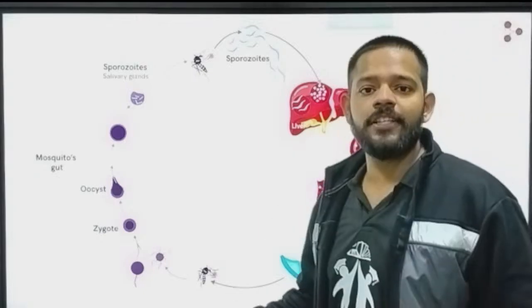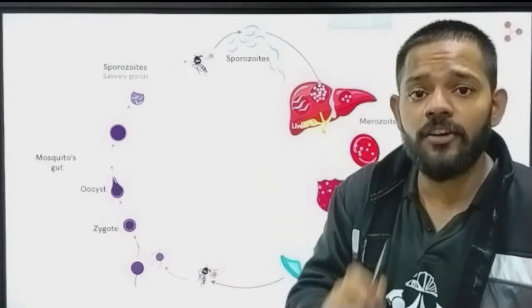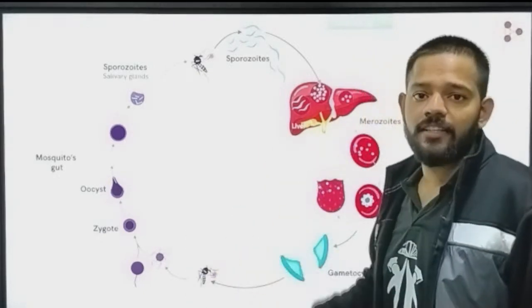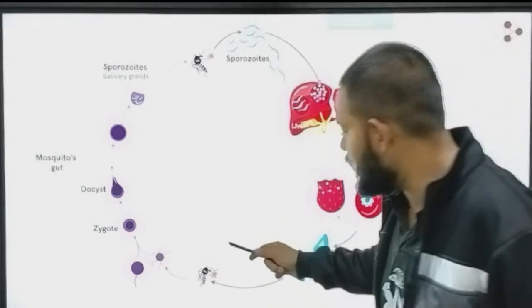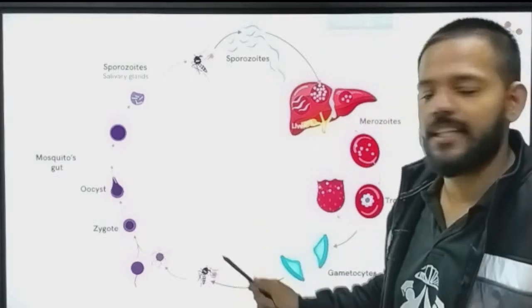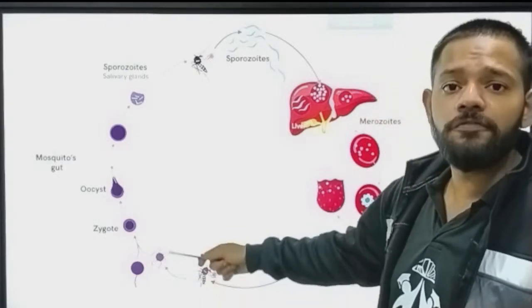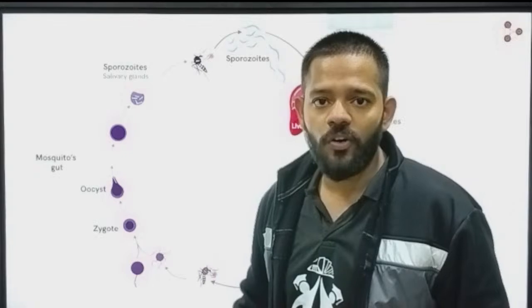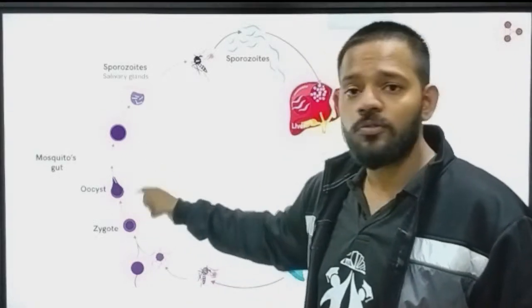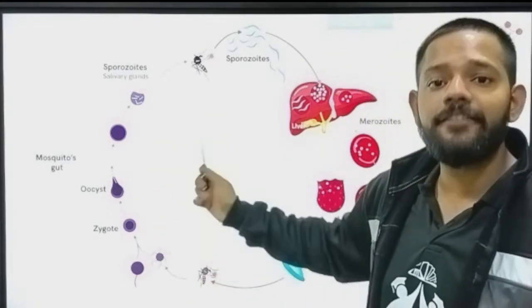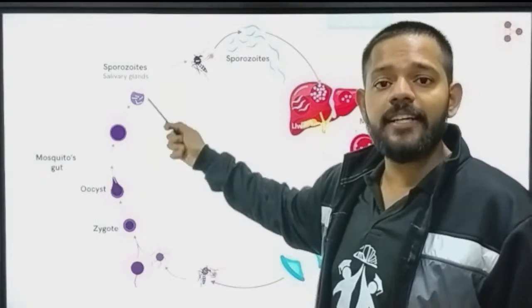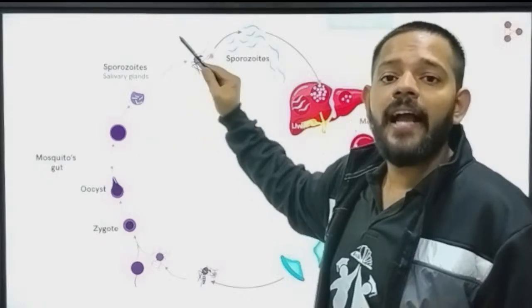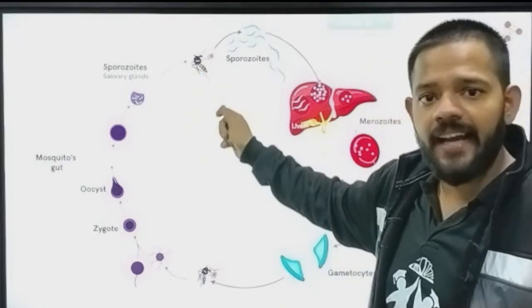Now a healthy female Anopheles mosquito comes and bites that unhealthy infected human, and these gametes transfer inside the body of that healthy mosquito. Inside it, fertilization occurs and produces a zygote. Then the zygote converts into an oocyst inside the gut of that female Anopheles mosquito. After some time it develops and converts into sporozoites and sits in the salivary gland of the mosquito for the next target.